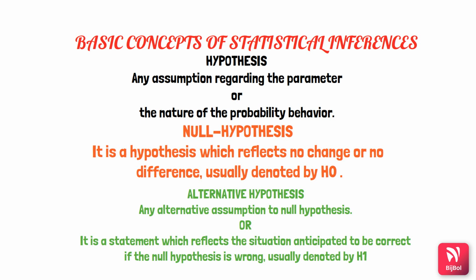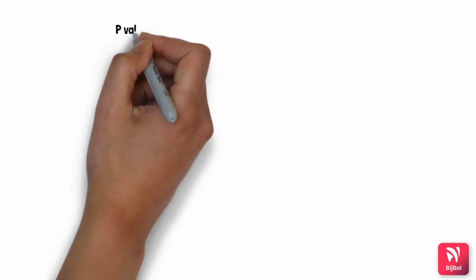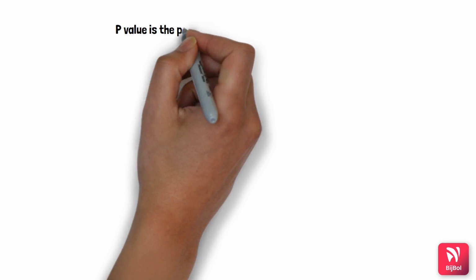So we are clear about what is hypothesis, what is null hypothesis, and what is alternative hypothesis. Null hypothesis means which reflects no change or no difference, and it is denoted by H naught. Alternative means it is alternative assumption to null hypothesis, and this is denoted by H1. Now after we give this hypothesis, next thing which we need to know is about p-value.